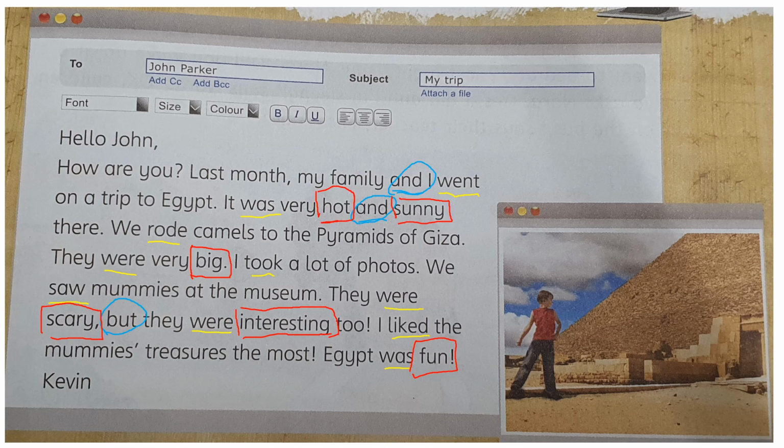Okay. So did Kevin start with a greeting? Okay, you see, hello John, how are you? Greeting. Did he end? Okay, he wrote his name down here, Kevin. Okay, so remember, one, we use simple past tense. Two, we use adjectives. Three, we need to use conjunctions. And four, greetings and sign off. Okay?